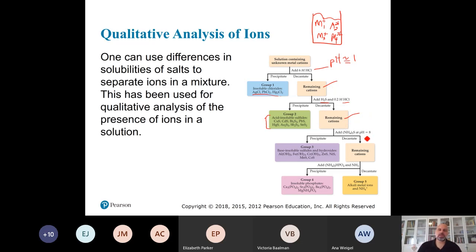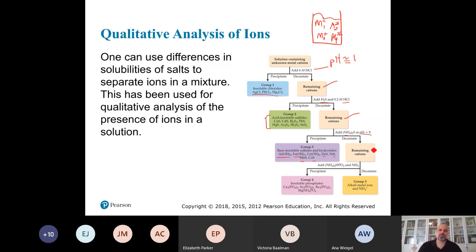You then increase the pH to 8 and add ammonium sulfide. This is just another sulfide source. Instead of H2S, we're adding ammonium sulfide, and we're going to form these base-insoluble sulfides, and hydroxides are going to form. So at a pH of 8, aluminum hydroxide is going to crash out of solution. Iron hydroxide is going to crash out of solution. Chromium, zinc sulfide, nickel sulfide, manganese sulfide, and cobalt sulfide will all crash out of solution.